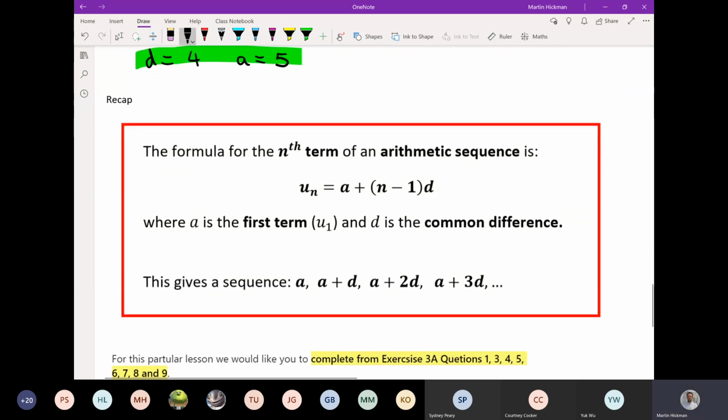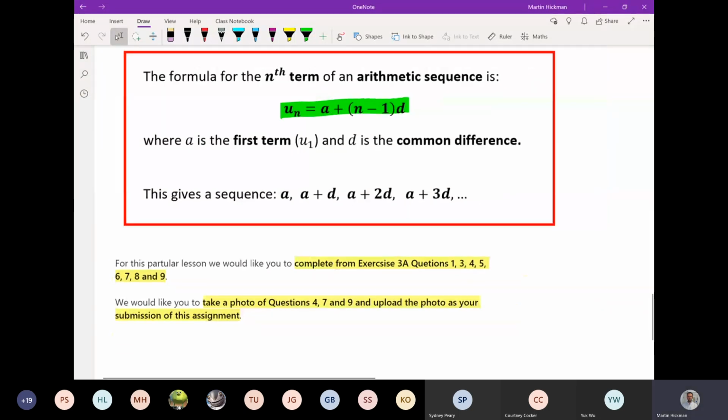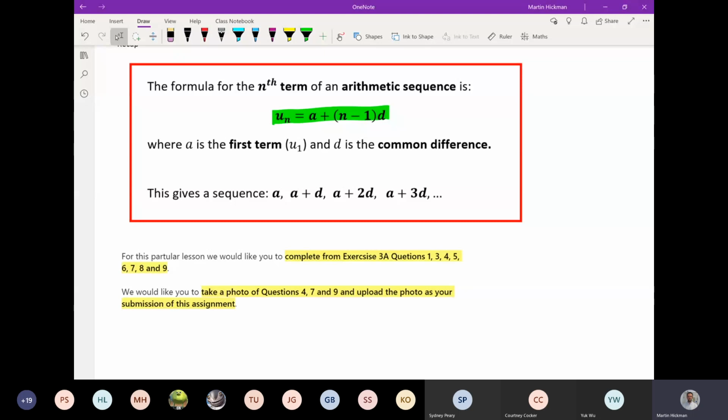And just to do a quick recap of today then. The really important thing, I've mentioned it all lesson, is using that nth term to find any term in the sequence: un equals a plus n minus 1 times d, where a is your first term and d is your common difference. So bear that in mind when you're doing these questions today.